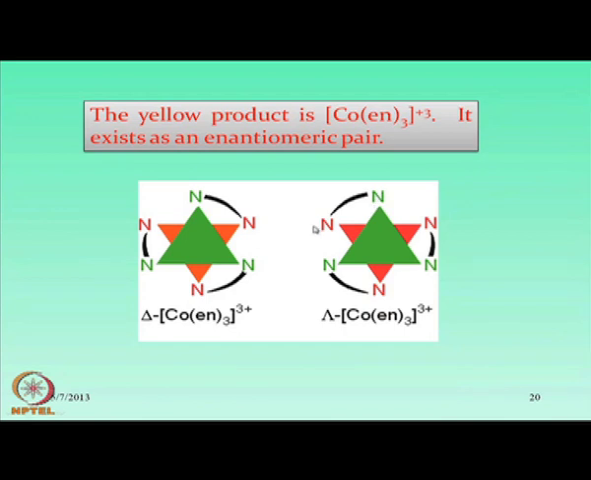But since all these arrangements, like all these nitrogens, are of the same type, we do not have any other choice for the facial and meridional isomer. They are all of CoN6 type, this is also CoN6 type, but still within the CoN6 environment we can have two different isomers.